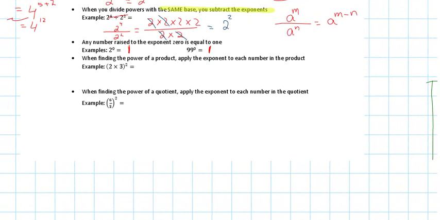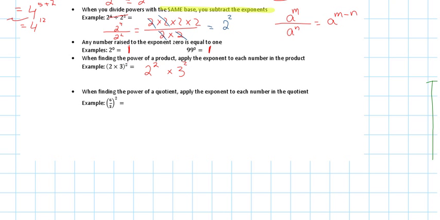And now the power of a product. When finding the power of a product, apply the exponent to each number in the product. Product means multiplication. So 2 times 3, all to the power of 2, is the same thing as writing 2 to the power of 2 times 3 to the power of 2. So basically I'm distributing that power into my numbers.